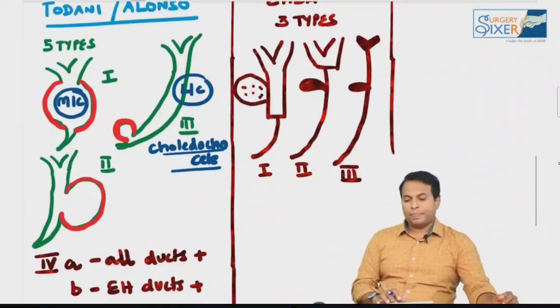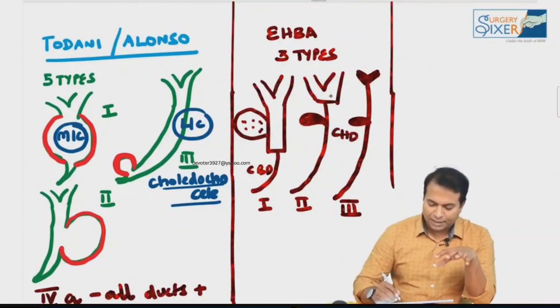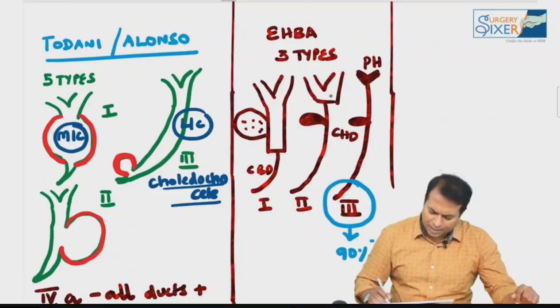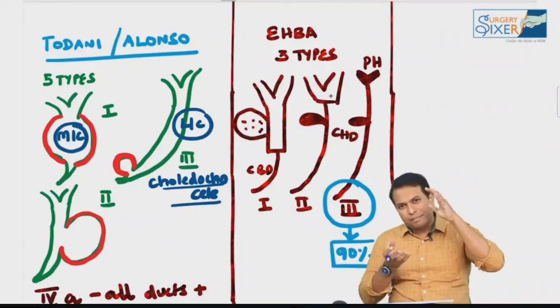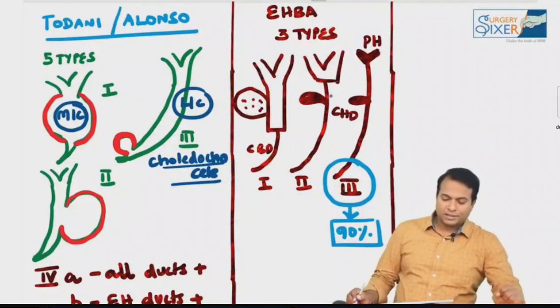Now tell me which is the common type. There are 3 types. Type 1 at the level of the common bile duct, type 2 at the level of the common hepatic duct, type 3 at the level of the porta hepatis. The most common, about 90% of cases, is type 3 extrahepatic biliary atresia. Exactly at the portal hilum there is full atresia, that is type 3. Complete atresia is seen. Okay, these are the 3 types of EHBA.